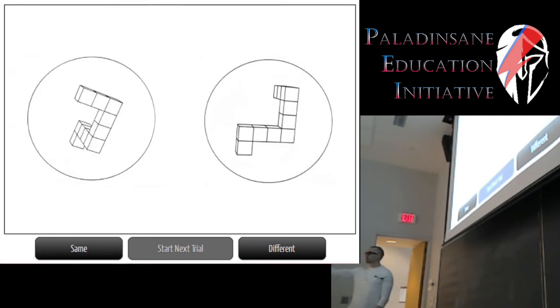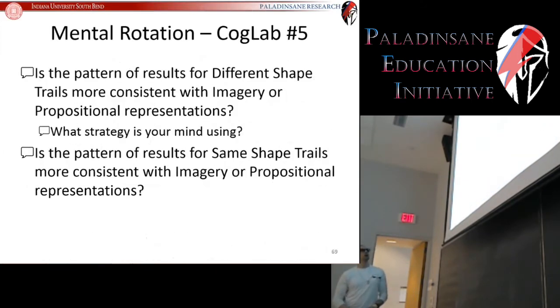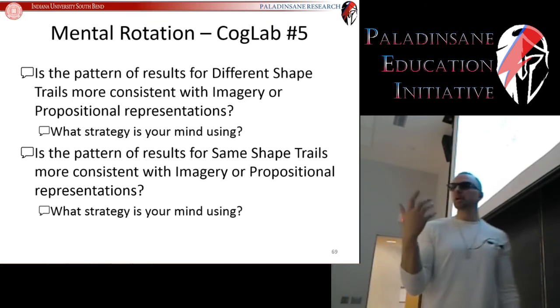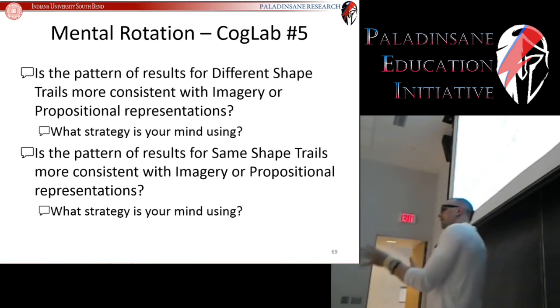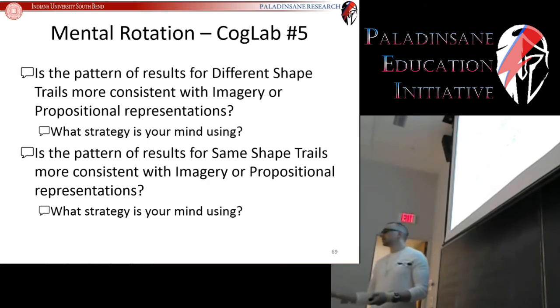And then the strategy that we already mentioned for the ones that were different was to go through the entire rotation, and that's why they all took the longest. So the pattern of the same shape trials is more consistent with imagery than propositional representations. And again, that's because we're going through the steps as we go through that representation.